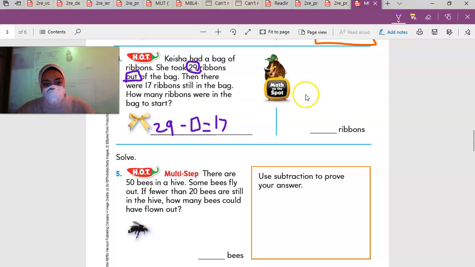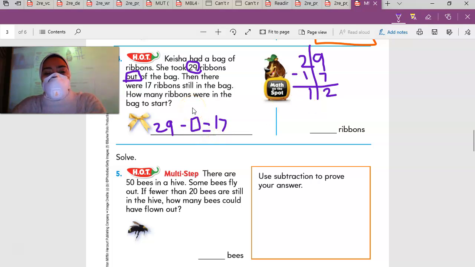We have to subtract, don't we? 29 take away 17. Is what? How many? 12. That was easy, right?